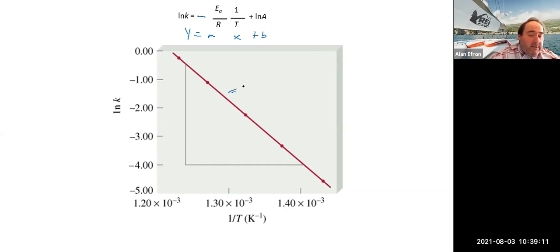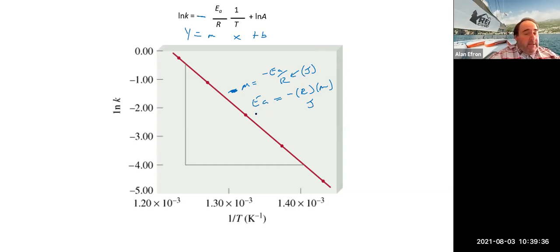Here again, the slope would equal minus Ea over R, which means if you want to graphically find the activation energy, it would be minus R times the slope. And again, if you do this, it will be in joules because R is in joules. We do it graphically, so that's a good thing to remember in terms of units.